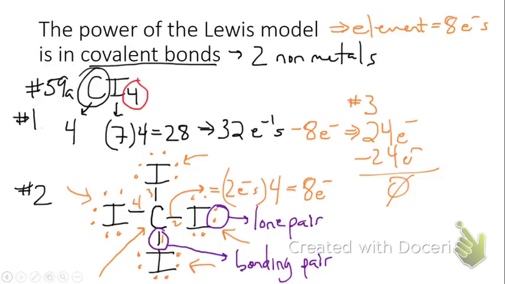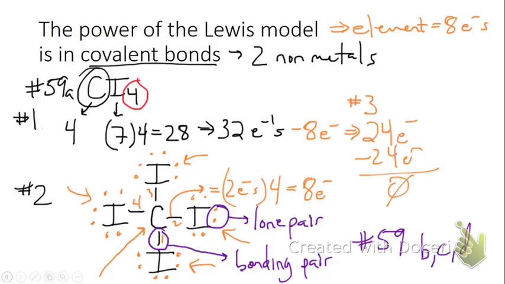Bonding pairs are pairs of electrons that actually participate in bonding. So for class on Friday, I want you guys to do number 59, B, C, and D. I want you guys to do those just to practice, to familiarize yourself with Lewis structures.